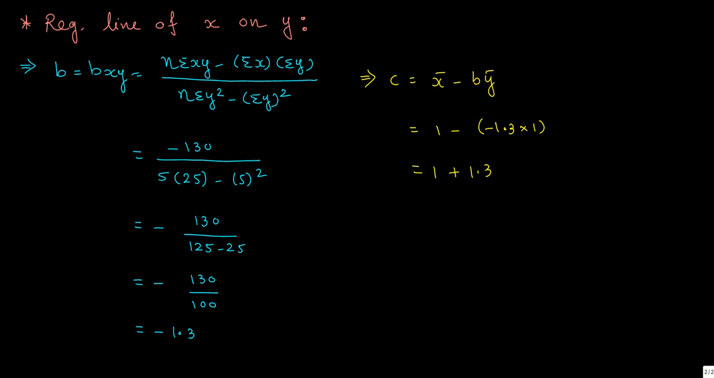1.3 is equal to 2.3. Okay. Now our last answer is regression line x equals c plus by. Therefore, x equals what? C is 2.3, b is -1.3 into y. This is our regression line of x on y.